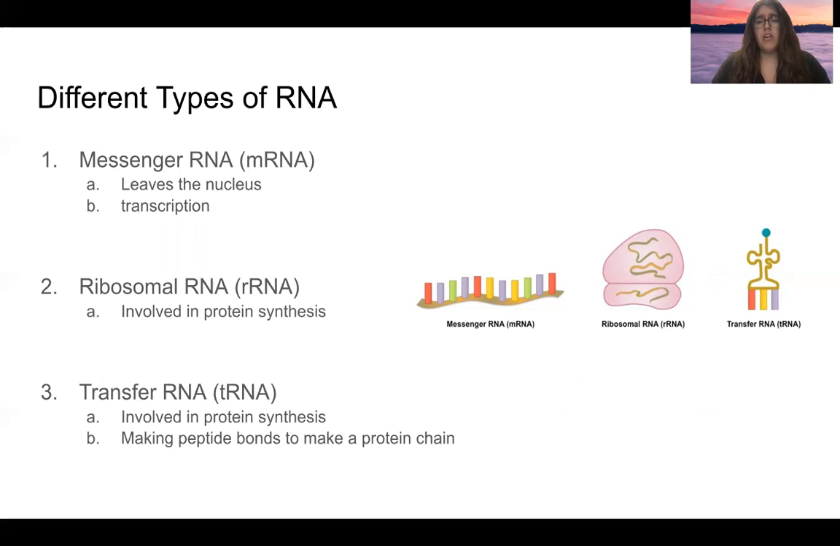There's the second type of RNA. Ribosomes are actually made up of RNA. Ribosomal RNA, rRNA, I know it's a mouthful, is involved in protein synthesis, making proteins, that's what ribosomes do. And then lastly, tRNA, transfer RNA, which is also involved in making proteins, but it specifically makes peptide bonds in a protein chain, connecting the little protein chain, which you will learn once we get to our translation part of the nucleic acid unit here.